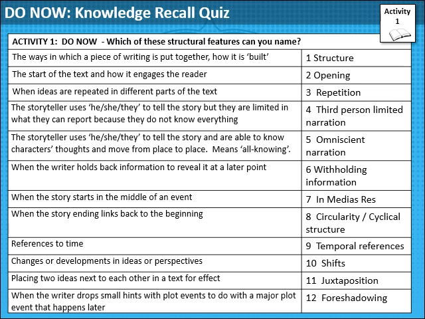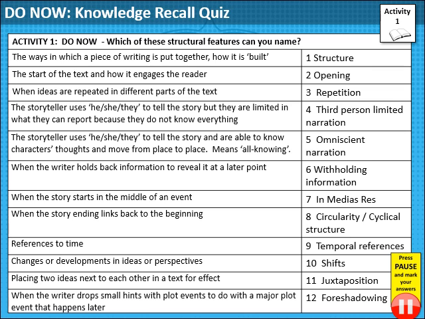When the storyteller uses he, she or they to tell the story, but they are able to know everything, so can see characters' thoughts and move from place to place, that's called omniscient narration. Omniscient means all-seeing or all-knowing. When the writer holds back certain information to reveal it at a later point, that's withholding information. And when they start the story in the middle of an event, only to move backwards and forwards so they can choose when to tell the reader certain things, that's known as in medias res.